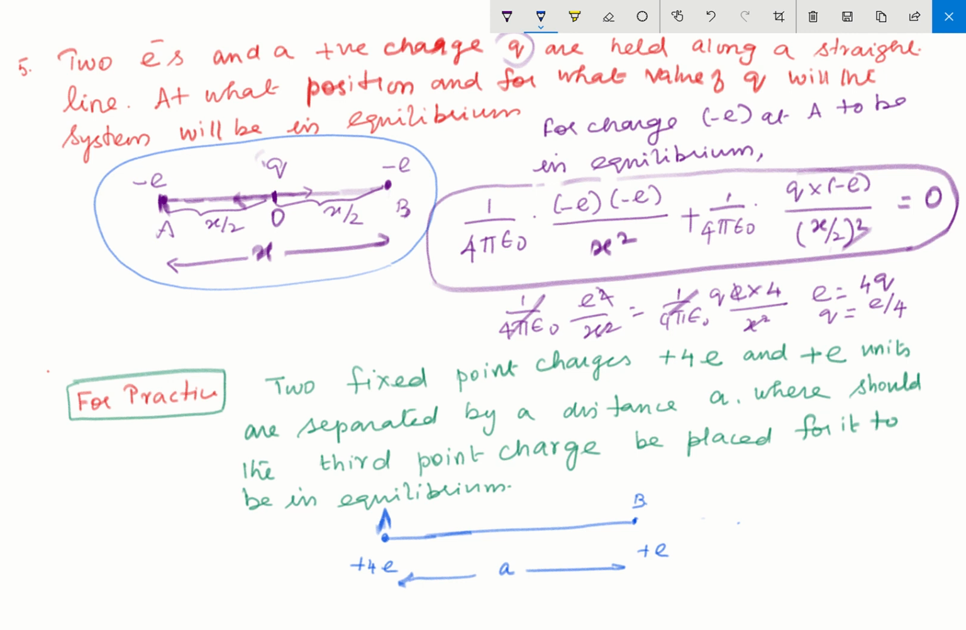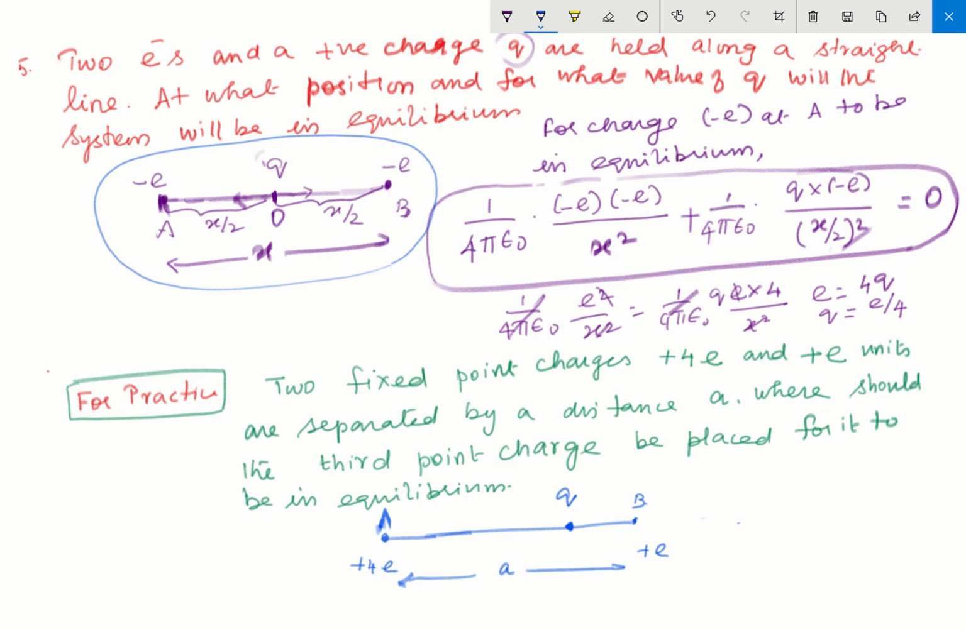I don't want any net force on Q. So, let me keep it somewhere here, so that it is far off from 4e but very close to E. If I keep like this, then there is a chance. At this point, it may experience a force due to A and due to B. If you add, it will be equal to 0. So your charge has to be somewhere far off from 4E, and it should be on the line joining A and B.